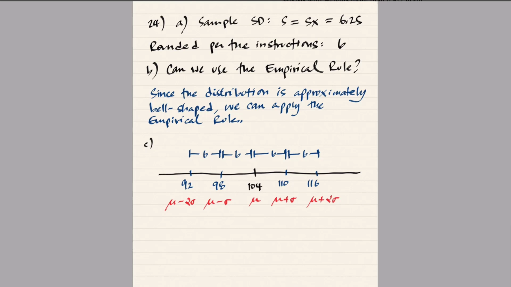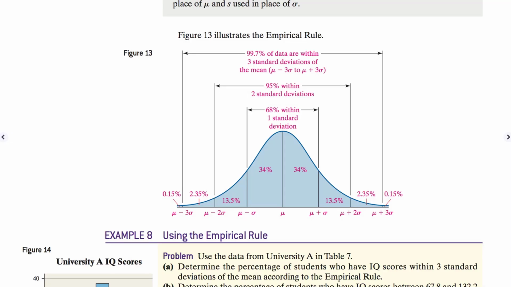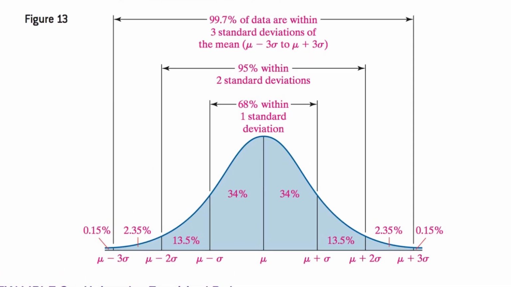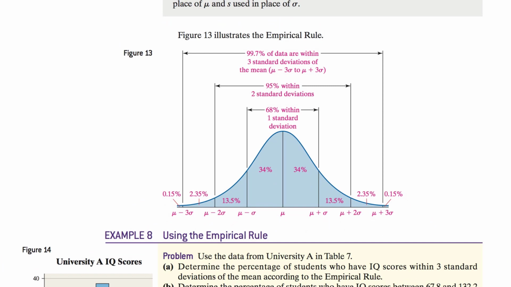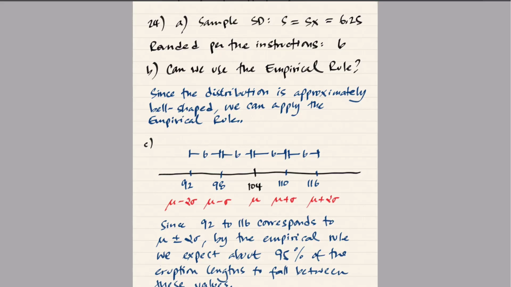So it's clear that what they're really asking when they say 92 and 116 is how much of the distribution is within 2 standard deviations of the mean. And if you recall what the empirical rule says, if you go out plus or minus 2 standard deviations in a bell-shaped distribution, you're going to capture approximately 95% of the data. And so that's the answer they're looking for in part C. It's approximately 95%. So as you can read, we expect 95% of the eruption lengths to fall between those two values, 92 to 116. And in the next part, they're going to ask us to verify that that's the case.